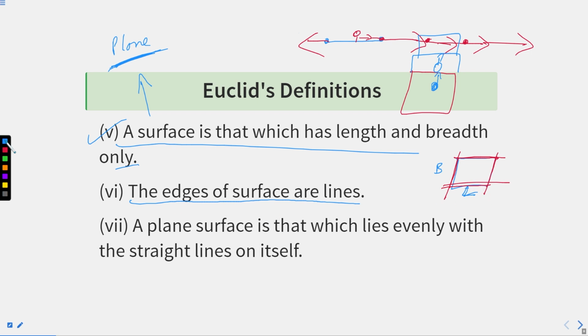Okay, now plane, I already told you a plane is a surface. Yes, a plane is a surface because it has length and width, and it is that which lies evenly with the straight line on itself. Okay, I hope this is all clear. It is written what I have already told you. Let's move on to the next.